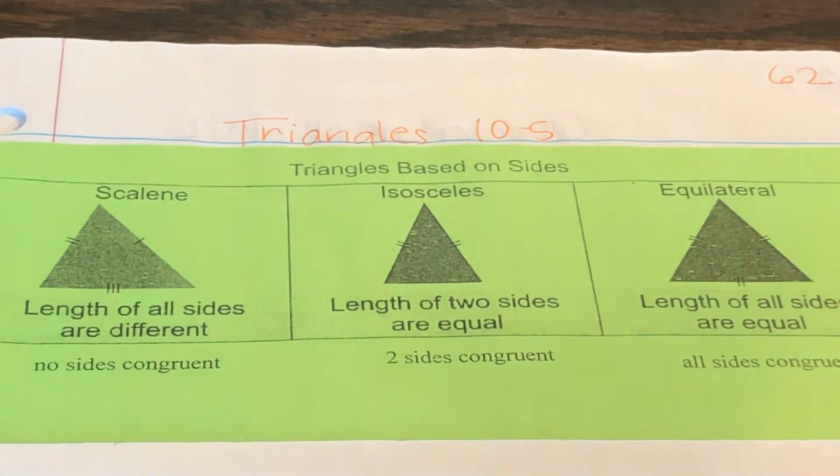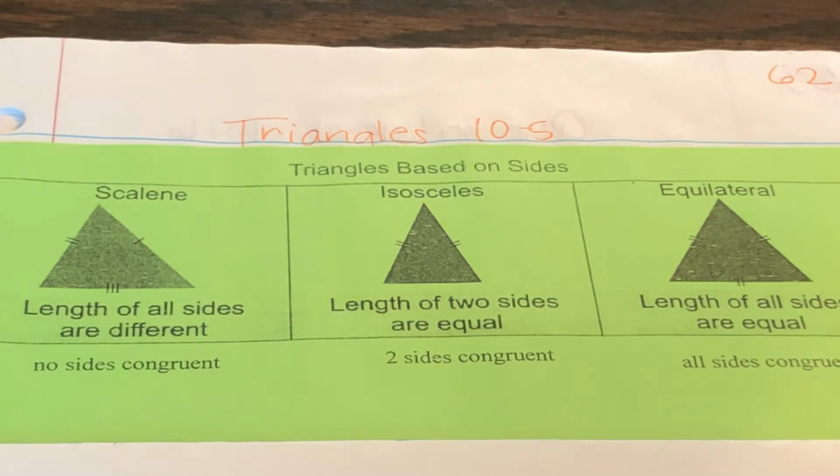Right, so today we're going to be talking about triangles. We are on page 332 in our math books. These pictures that I've got in our math notebook are similar to the pictures that are on page 332 in your book as well. So the first thing we're going to talk about is triangles based on sides.